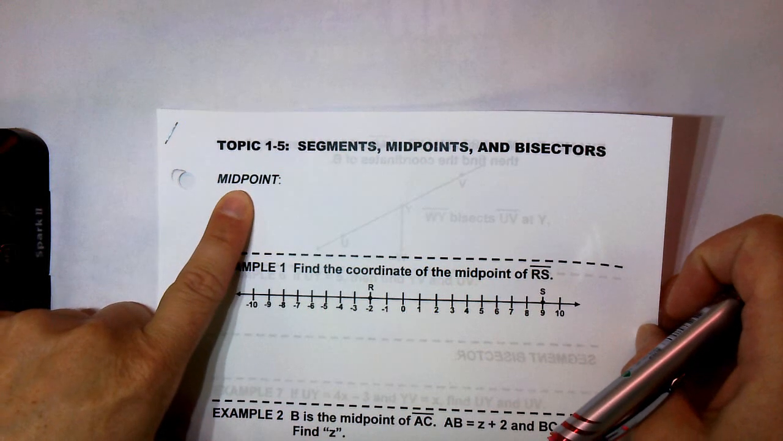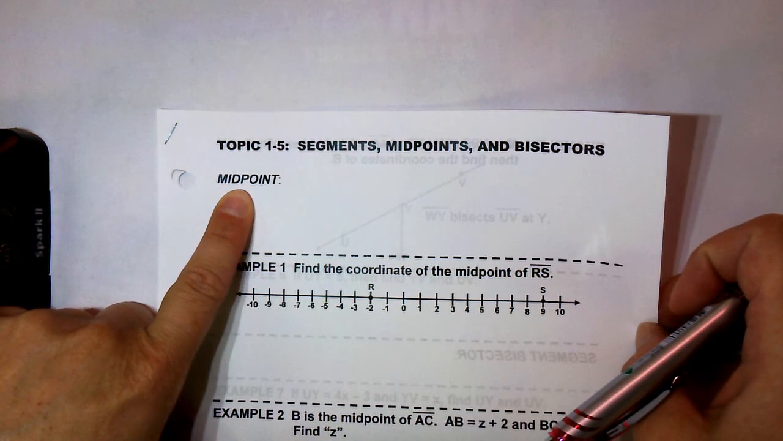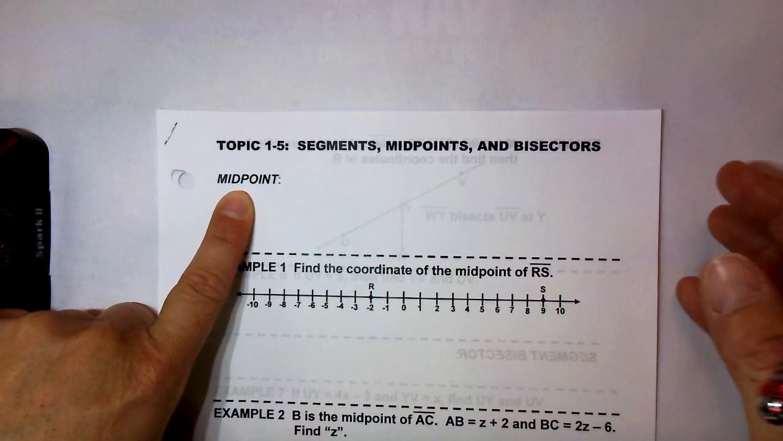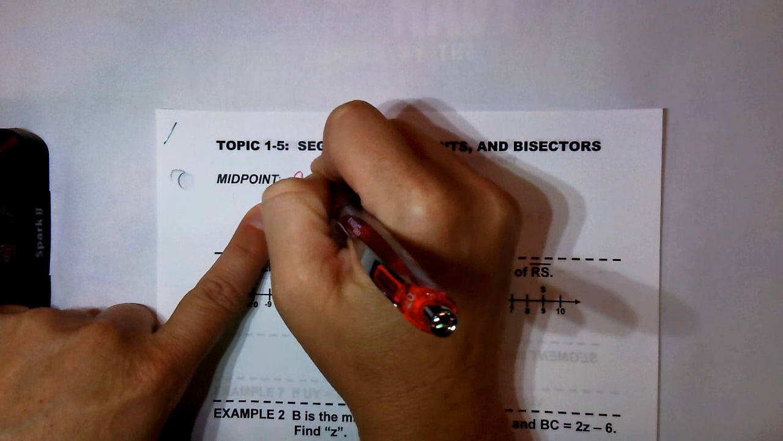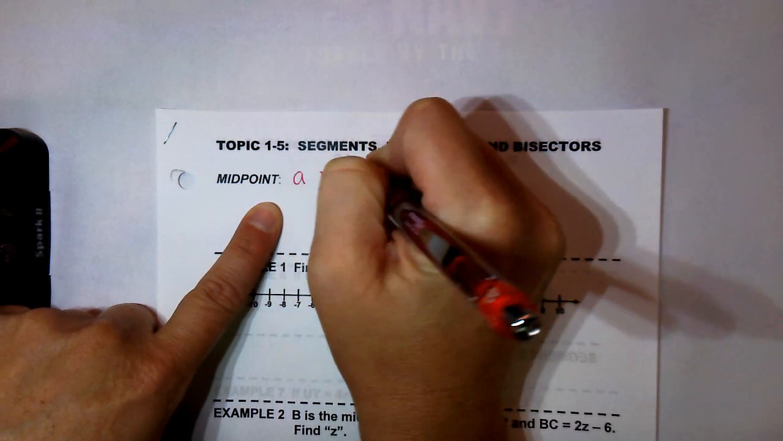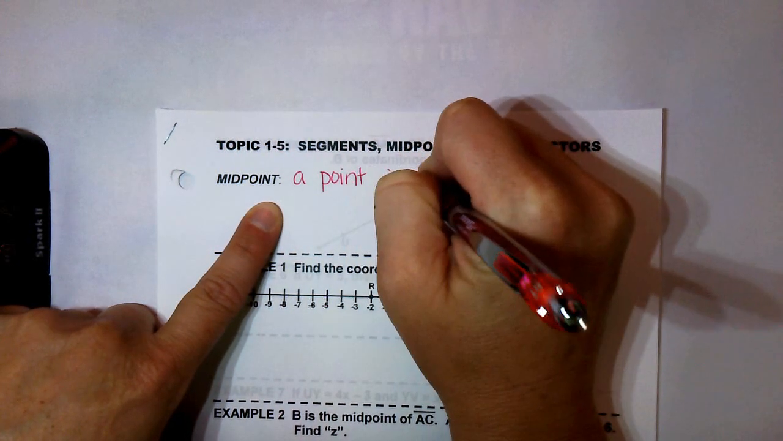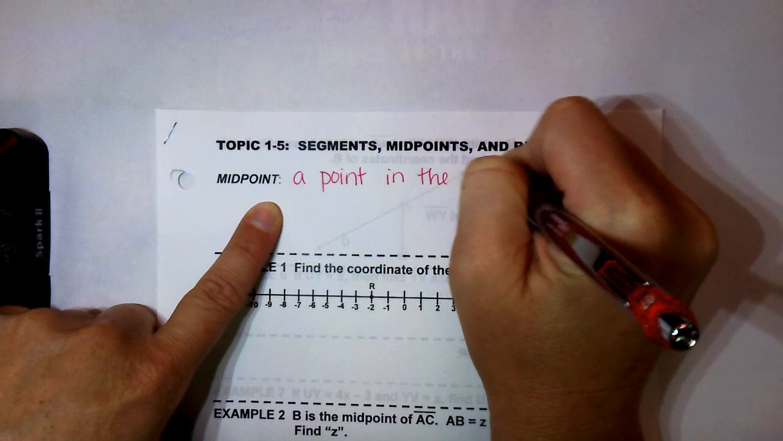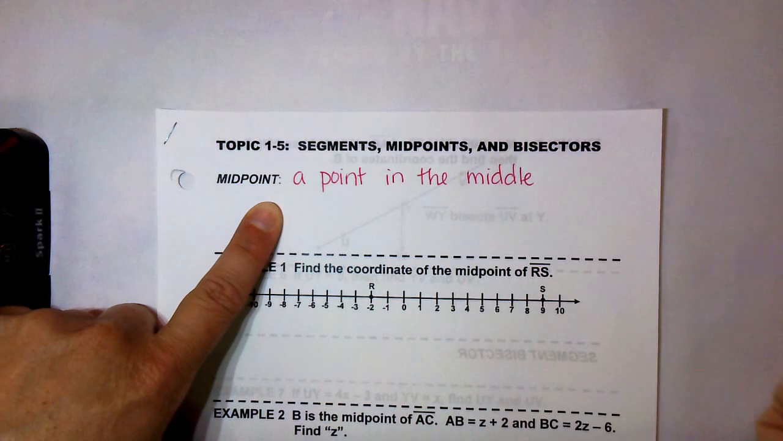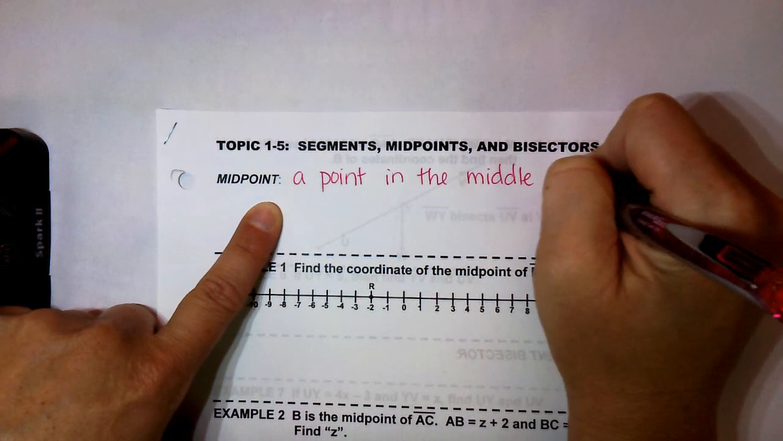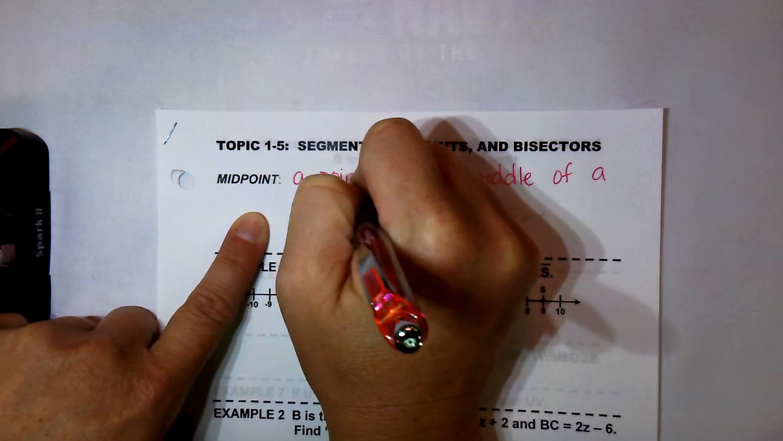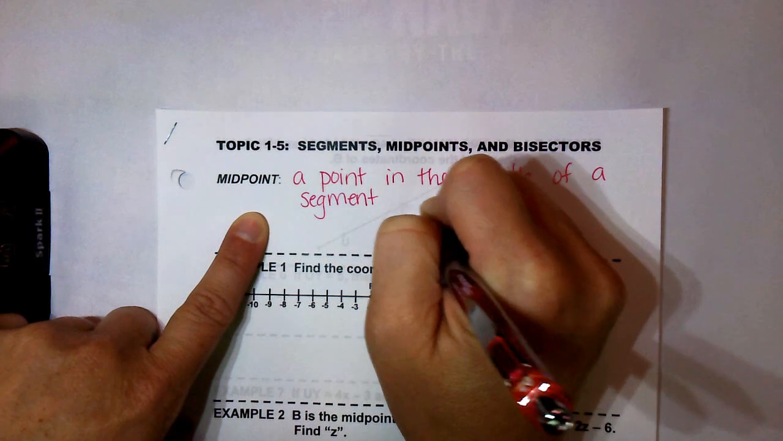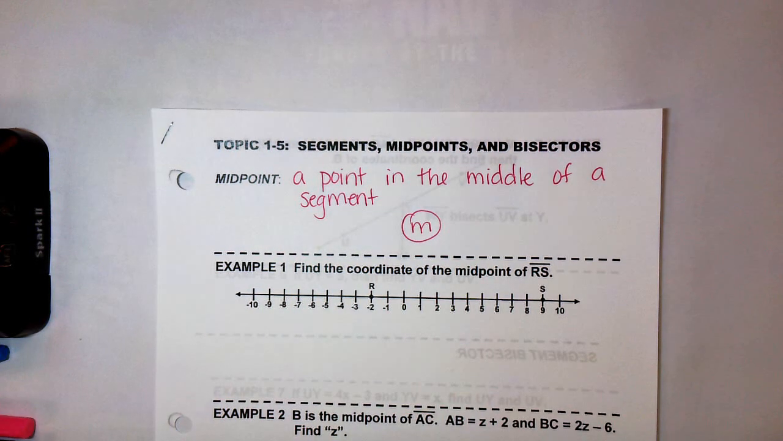So, really quick refresher on midpoint. Does anybody remember? It's the middle point. Good. A point in the middle of a segment. The point in the middle of a segment. And then we abbreviated it by doing the M with the circle. That was our midpoint.